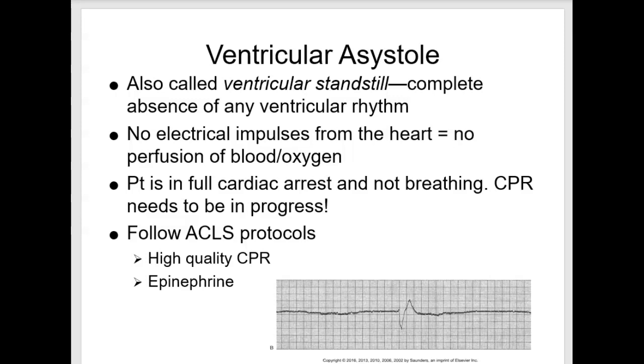The ECG strip you see there is ventricular asystole with one idioventricular complex. So there's one little firing there that showed up on the strip, but that straight line is what we're talking about when we're talking about asystole. The patient in ventricular asystole has no pulse, respirations, or blood pressure. The patient is in full cardiac arrest.